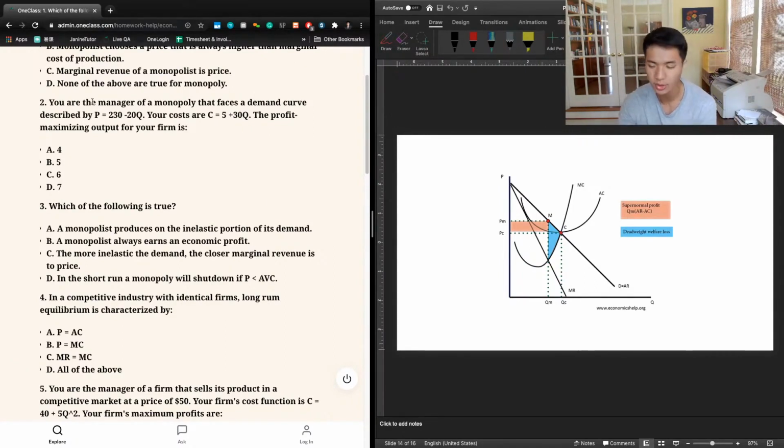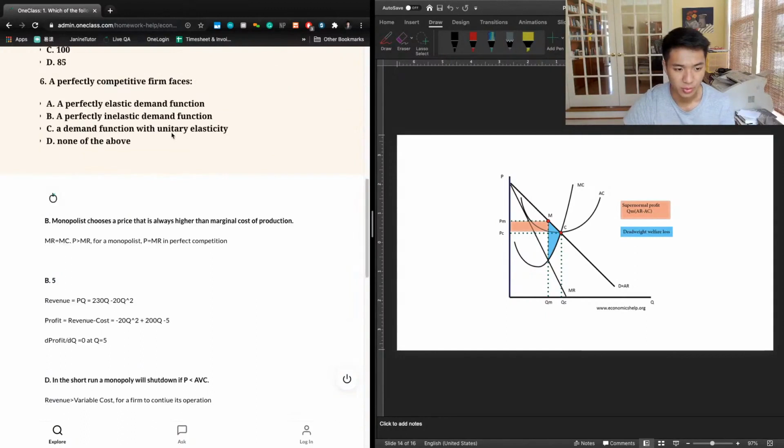Okay, so a little bit of calculus here. Profit maximization is given by the point at which the difference between total revenue and total cost is going to be the greatest, right? Given this question, we know that total revenue is given by P times Q, so total revenue is 230Q minus 20Q squared. I think the previous tutor wrote this out, so we're just going to go with that.